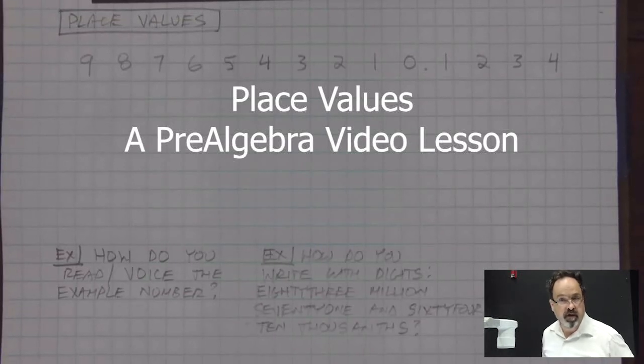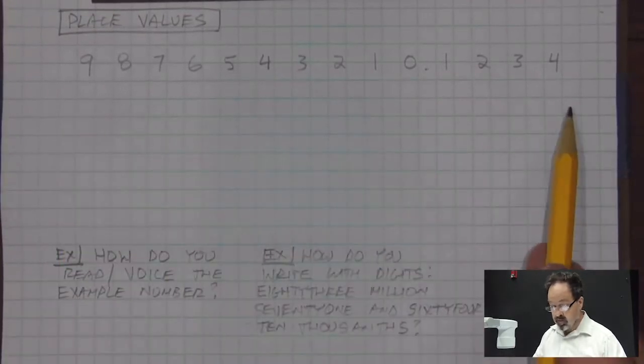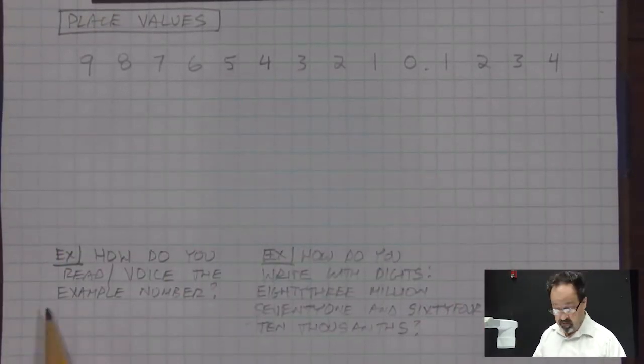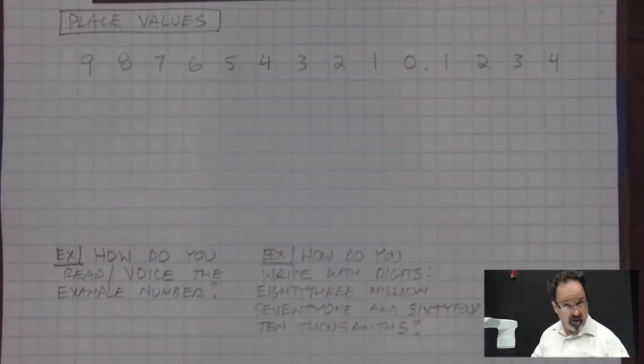This is a pre-algebra video lesson on place values. I have a very large number here. It has many digits in it. Each one of these symbols is a digit within the single larger number.